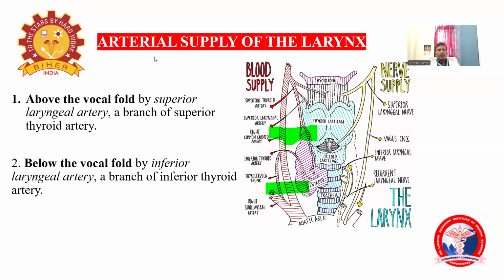Next, we discuss the blood supply of the larynx, above and below the vocal folds. Above the vocal fold, it is supplied by the superior laryngeal artery, a branch of the superior thyroid artery. Below the vocal fold, it is supplied by the inferior laryngeal artery, a branch of the inferior thyroid artery.